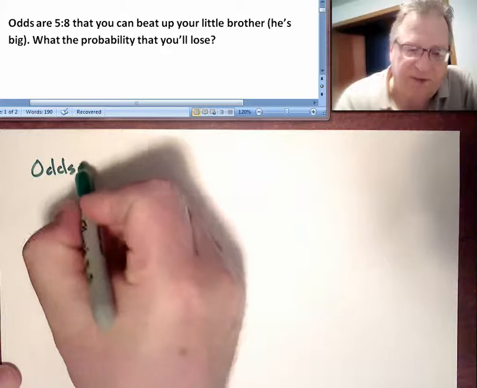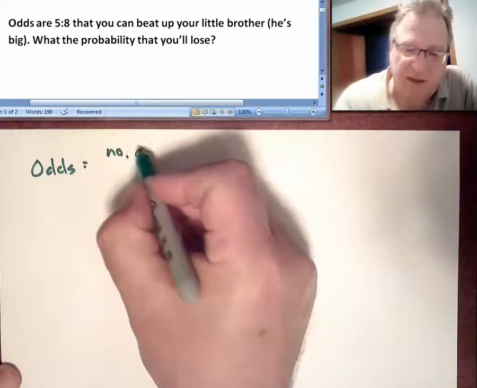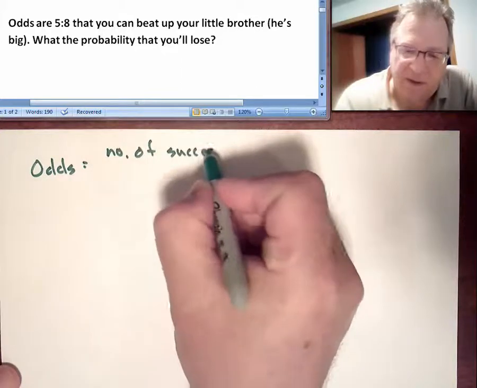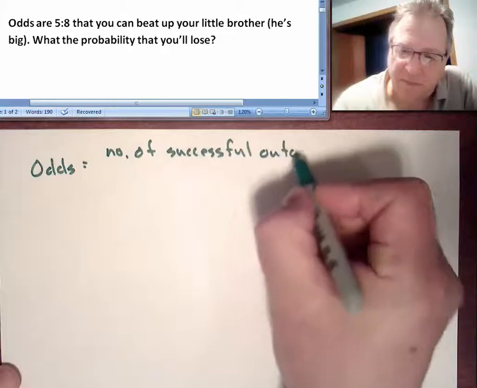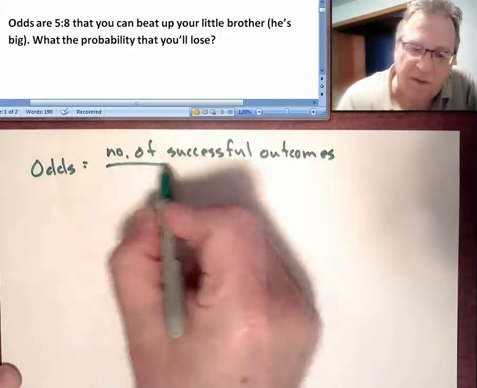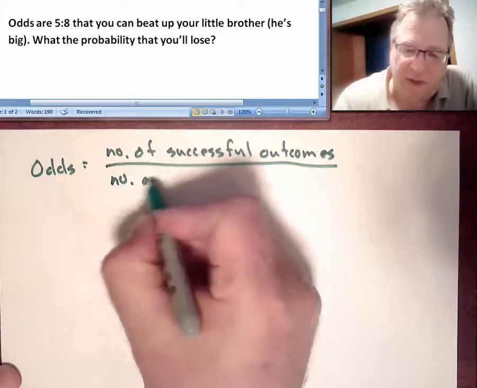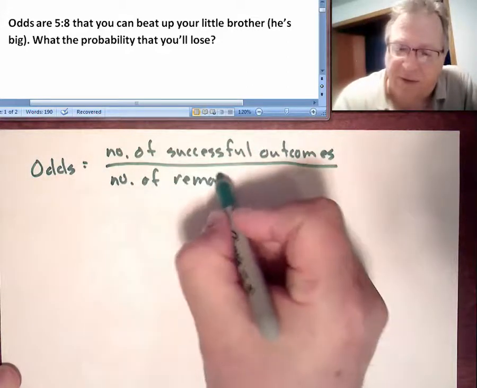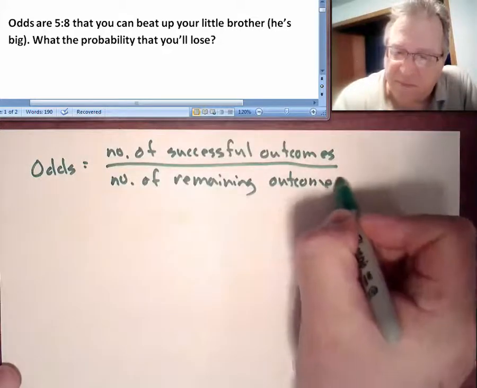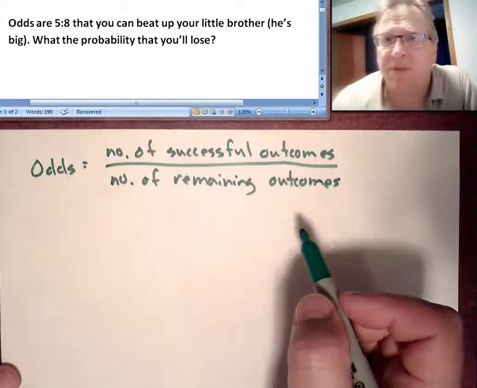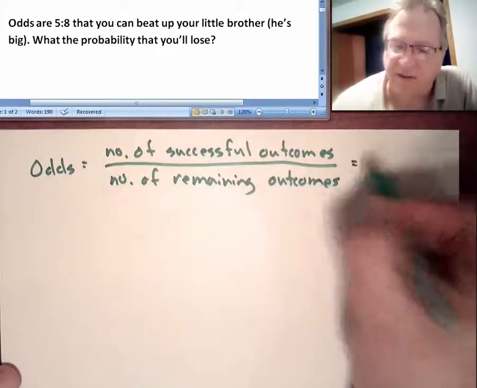First of all, how do we define odds? Odds are defined as the number of successful outcomes divided by the number of remaining outcomes. Sometimes the number of remaining outcomes is equal to the number of unsuccessful outcomes, but not always. In this case, it is.